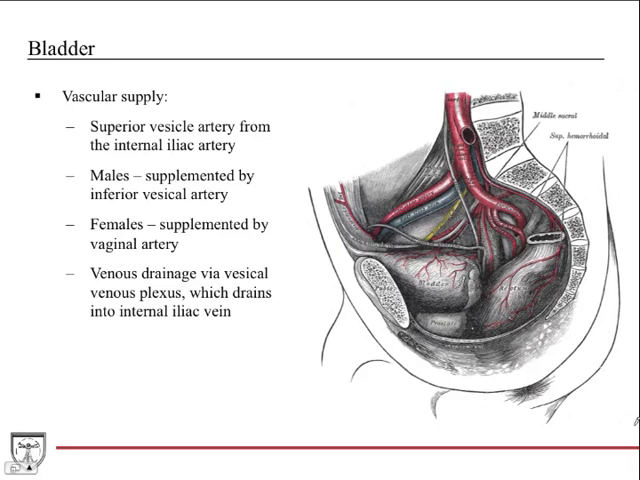The vascular supply to the bladder, we have this diagram here. It's all coming from the internal iliac artery. You have here the superior vesical artery, which travels right here. That's one of the main arteries. In the males, it's supplemented by the inferior vesical artery, which comes off here and supplies the bladder. In the females, the superior vesical will be supplemented by the vaginal artery, so branches off the vaginal artery will come and supply the bladder. The venous drainage is via the vesical venous plexus, which drains into the internal iliac vein.